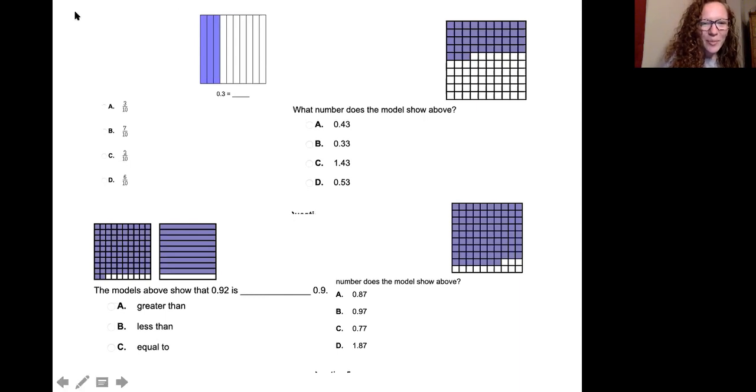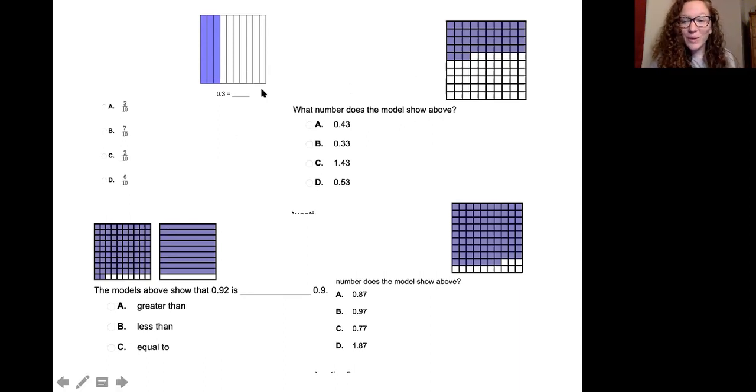So let's look at this top one first. Okay, so I'm seeing that it's split into tenths and there are 3 shaded in. So it has a 0, a decimal point, and a 3. How would I read that decimal? 3/10. Good job. Okay, so which fraction, A, B, C, or D, matches 3/10? A. That was a pretty easy one. I think the trickster would be if I was counting the white instead of the purple. So make sure that you're paying attention to whether the question is asking for shaded or non-shaded.